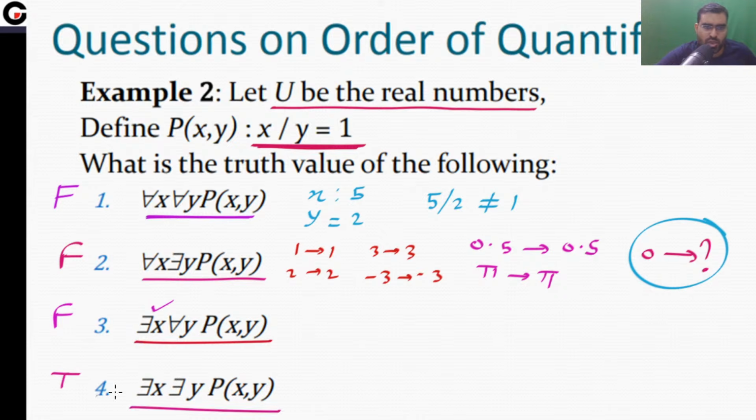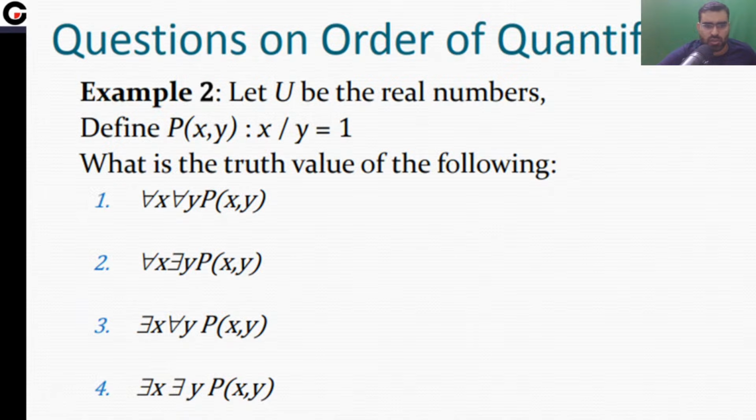What about this? This is true. For example, you can consider this pair, this x comma y, you can consider this pair like 5 comma 5. So definitely this pair you can take. So this is true. I hope this question is clear.